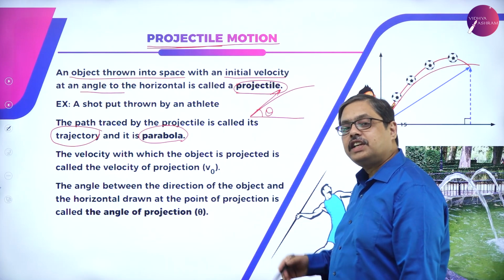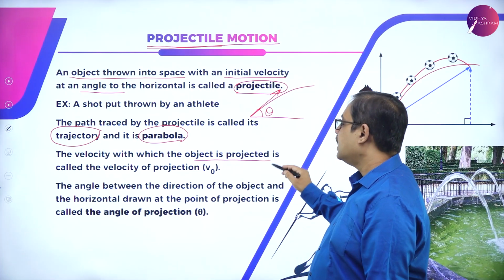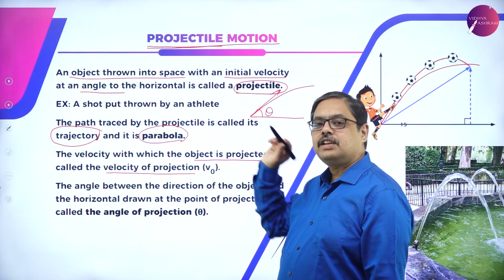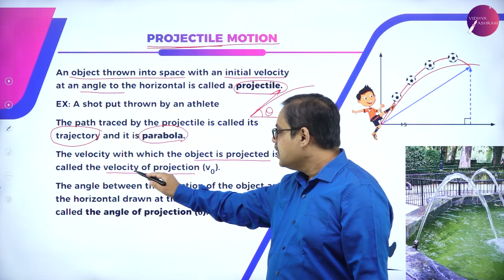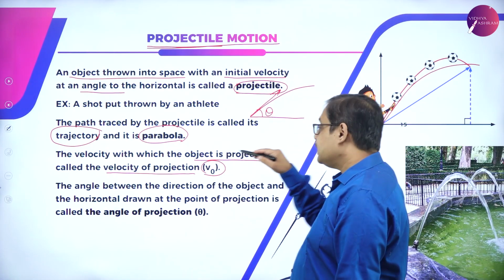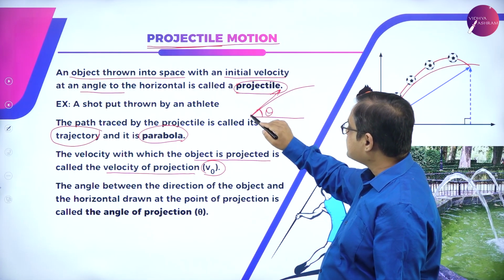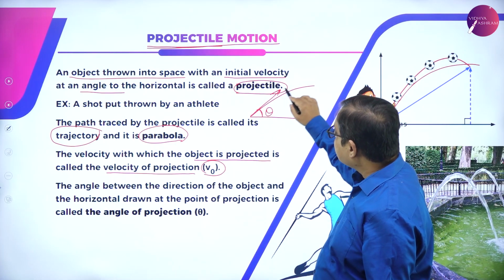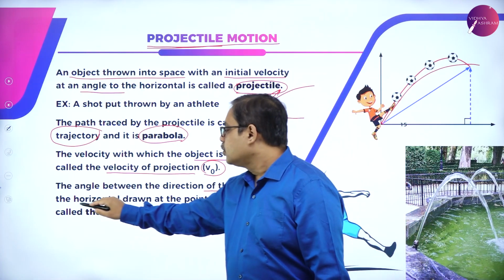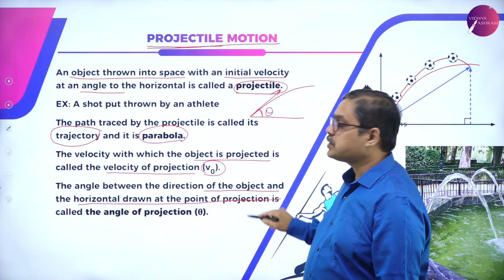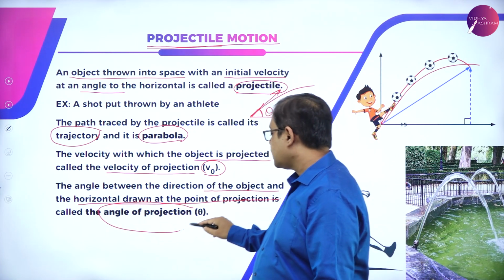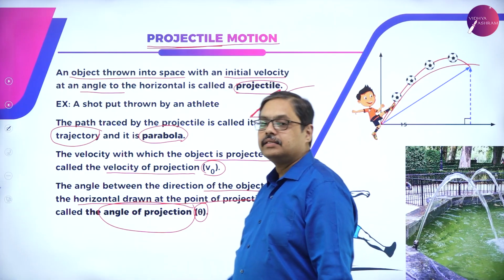The velocity with which this object is projected is called the velocity of projection. Whatever initial velocity with which the projectile is moved is called the velocity of projection, represented by V0. The angle between the horizontal and the direction of the object, drawn at the point of projection where the ball starts moving, is called the angle of projection, and it is represented by theta.